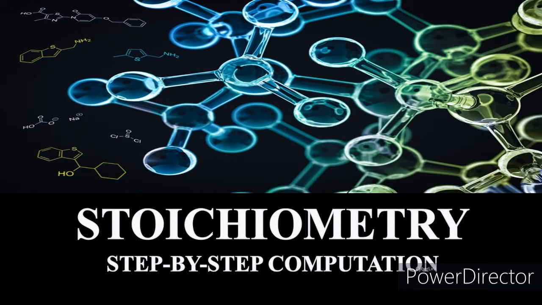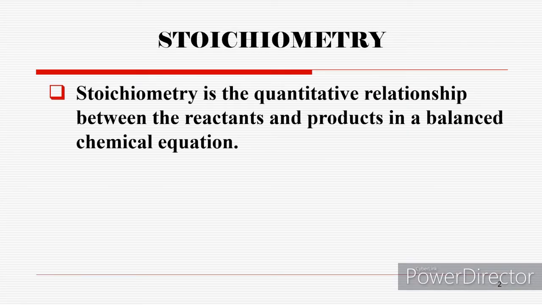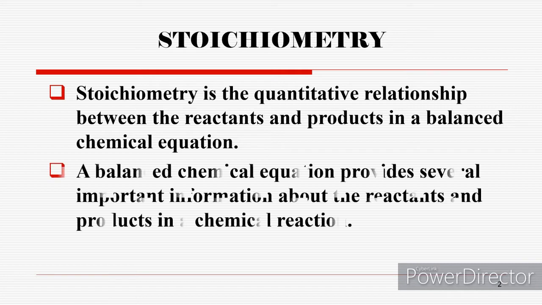Stoichiometry. This is a step-by-step computation. Stoichiometry is the quantitative relationship between the reactants and products in a balanced chemical equation. A balanced chemical equation provides several important pieces of information about the reactants and products in a chemical reaction.